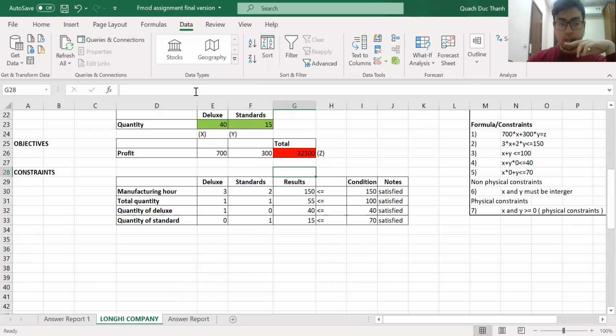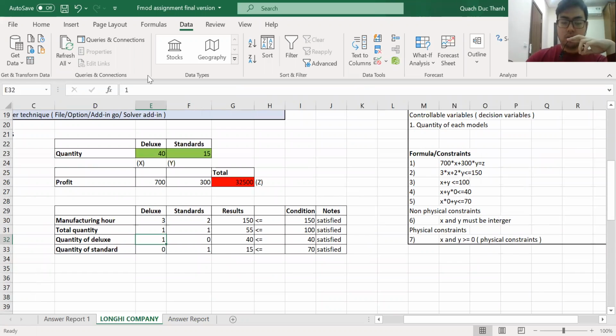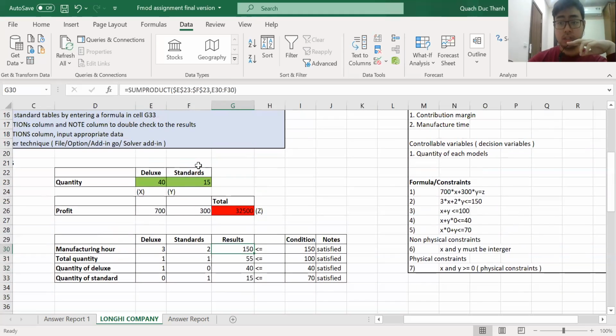Next is the constraint table. We have four parts: manufacturing hour, total quantity, and the quantity of luxury and standard model tables. The numbers I showed you before in the third part are the formulas we use here to calculate it easily. For the result, we also use the SUMPRODUCT function with the range of absolute values of the quantity in the decision variable and the range of the manufacturing hours. We pull down and get the particular results.